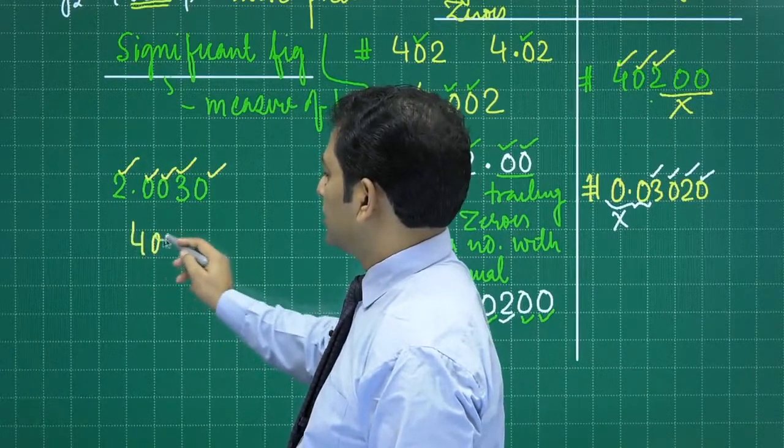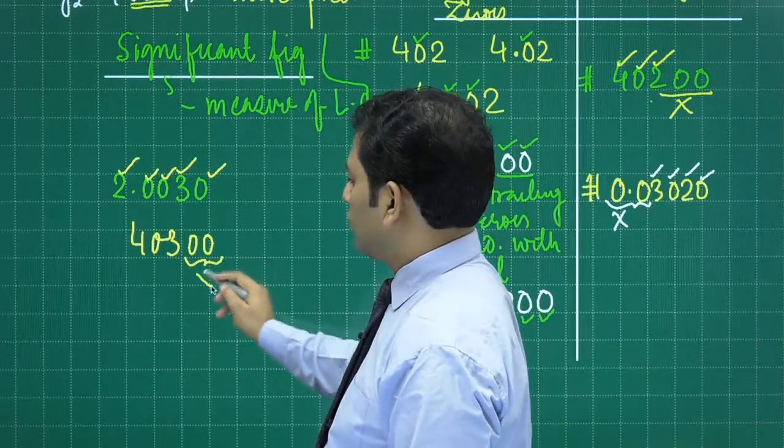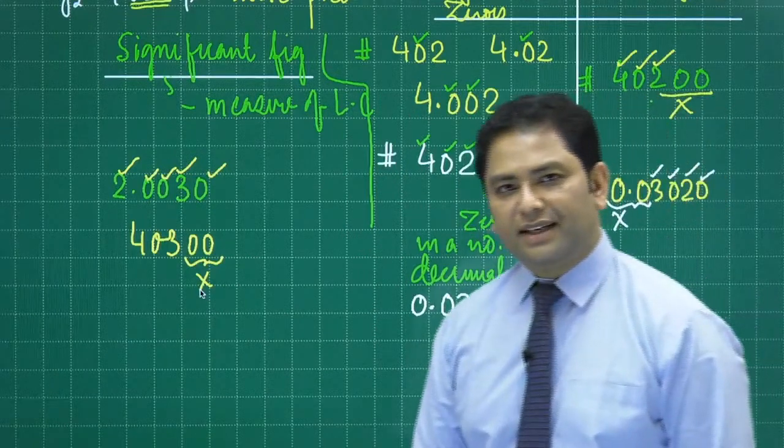For example, 40300, no decimal. So these zeros won't be significant. The rest, there would be 3 significant digits.